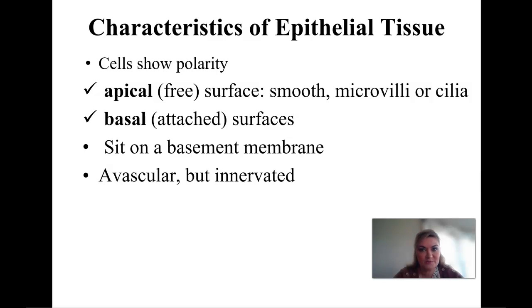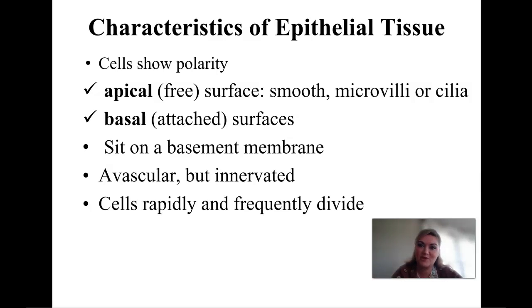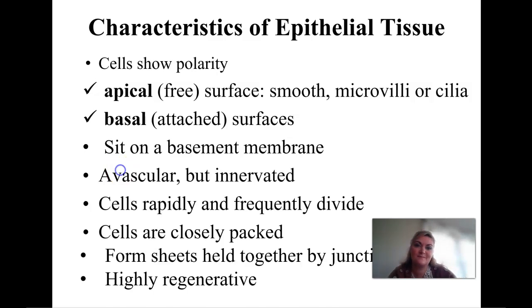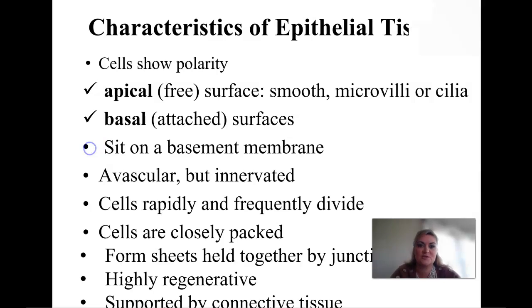They are avascular, which means that they do not have a vascular system, so they don't have blood vessels running through them. However, they are going to be close enough to where they can get nutrients in and get rid of waste products. So that will work through diffusion. Cells are going to be rapidly and frequently dividing through mitosis. Cells are going to be closely packed together. And they're going to form sheets held together by the junctions that we just looked at. Also, they are highly regenerative. Even though they don't have direct supply or a vascular system of blood coming in to help them repair, they are close enough that these things can diffuse across so they can repair themselves very quickly. And they're supported by other connective tissues.